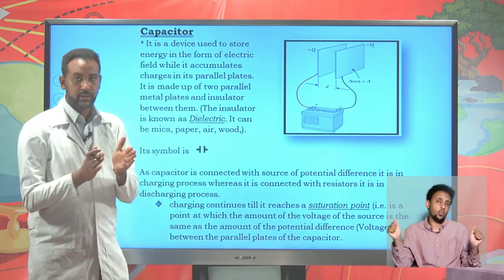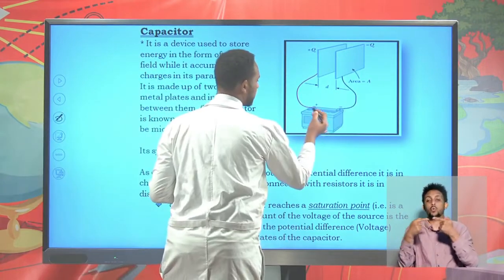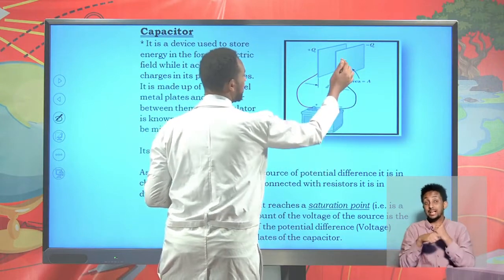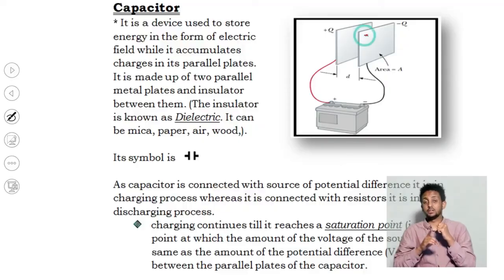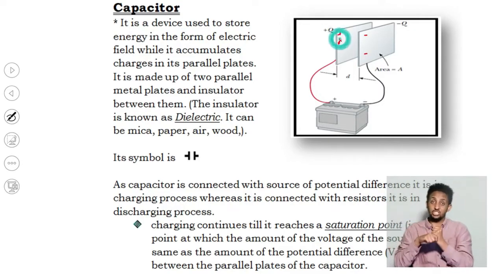There will be an insulator between them, and the two plates are connected with a source, plus and minus, so that charged particles drift and are stored on the opposite plates, the plus charge on the positive plate and the minus charge on the minus plate.